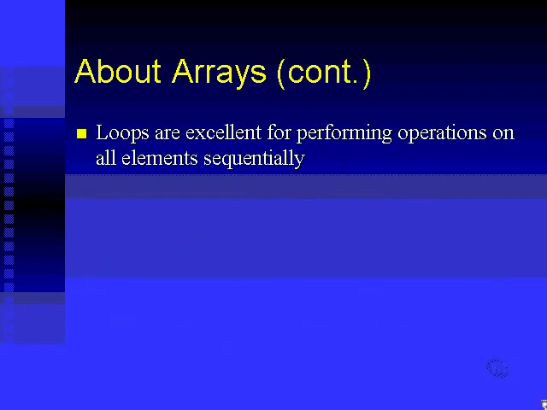Okay, let's move on. Loops are excellent for performing operations on all elements sequentially. You find arrays and loops used hand in hand all the time. You declare an array of something, an array of 100 integers or an array of 100 floats or whatever. Now, you want to perform an operation on each one of those 100 elements.